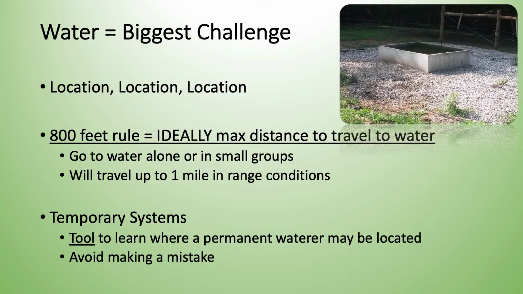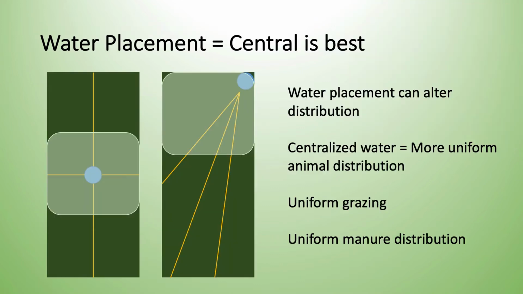Temporary systems, right? We looked at those yesterday. You set them up yesterday. That's a great tool to use to figure out where the permanent waters need to go, right? Because there's nothing worse than spending a bunch of money, running a water line, putting a new waterer out there, and then a year or two later you're like, man, I really wish I'd put it over there. With a temporary system, we can try things out and kind of narrow down where we want that to go.